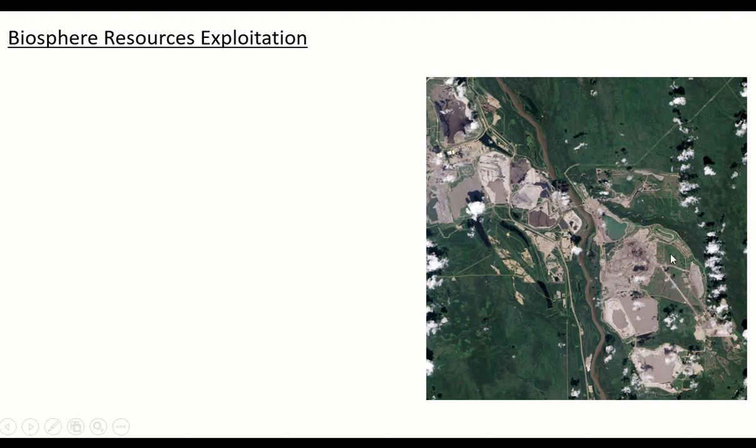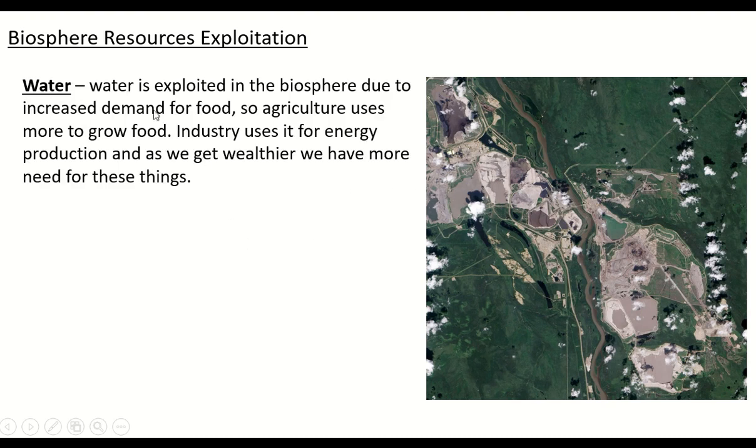So all these brown patches here are all areas that have been deforested in order for us to access the resources below. One of the ways that we exploit the biosphere is through increased demand for food from water. Agriculture uses lots of water in order to grow food, industry for making energy, and obviously all the living things that live in water are affected by how much there is or isn't available to us. So we exploit the water in the biosphere due to increased demand for food. Agriculture uses it to grow more food, and industry uses it for energy.